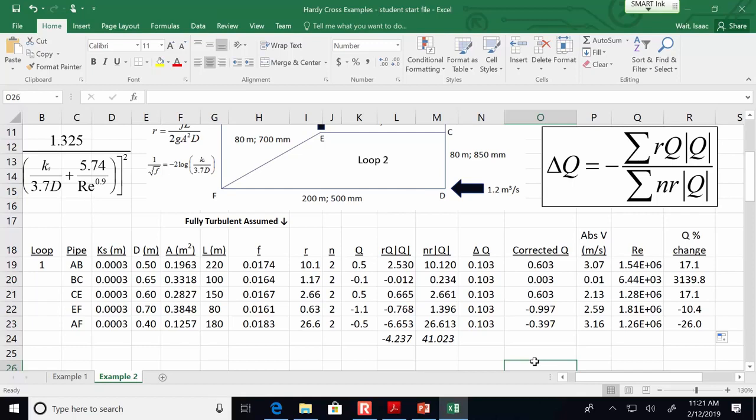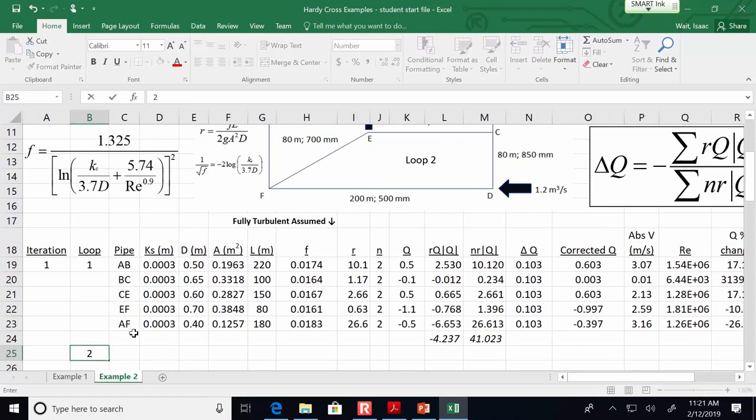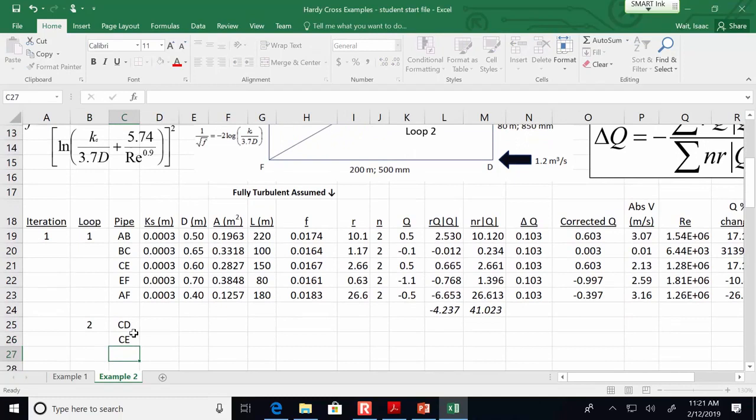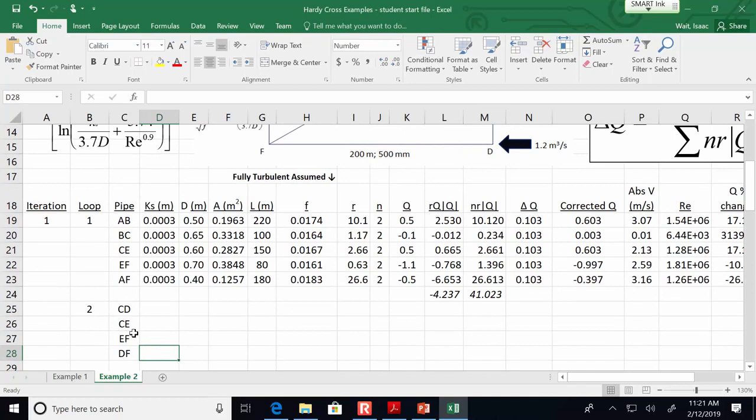All right, so let's move now. We're still on iteration one, but let's look at the second loop. So loop 2 has pipes CD, CE, EF, and DF. Four pipes, all of the same K sub S values as previously, so we just paste that over. The diameters of the pipes are 0.85 meters, 0.60, 0.70 and 0.50.